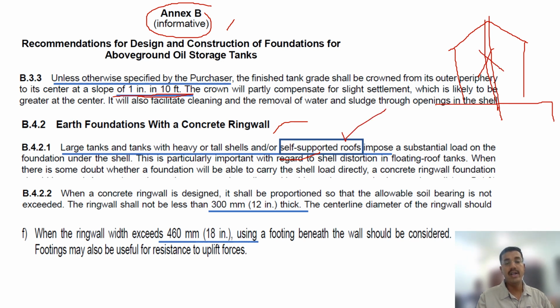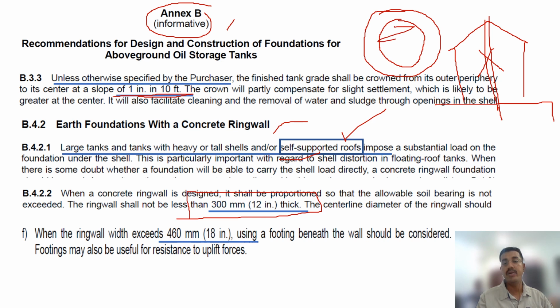When a concrete ring wall is designed, it shall be proportioned so that the allowable soil bearing is not exceeded. The ring wall shall be not less than 300 mm or 12 inch in thickness. Ring wall means when you make the foundation, there is a ring wall, above which the annular ring will be there, and here it is filled with soil or sand. Okay, so that's what it is asking.